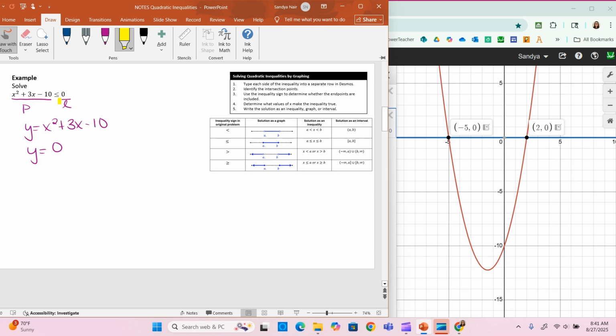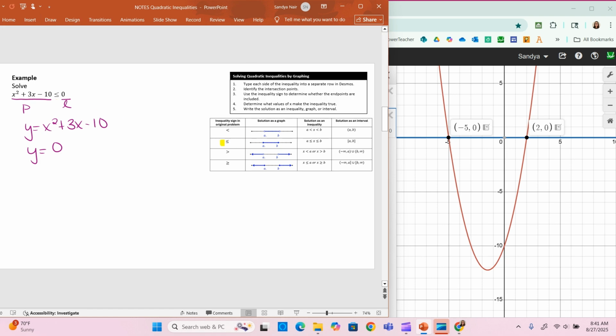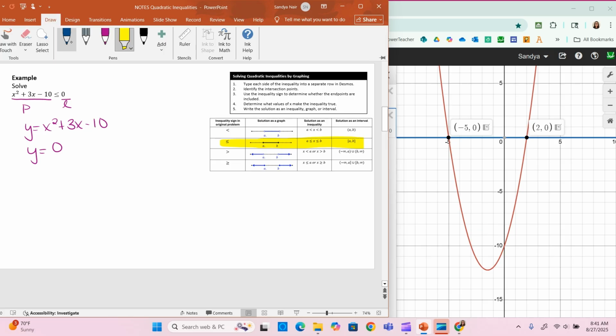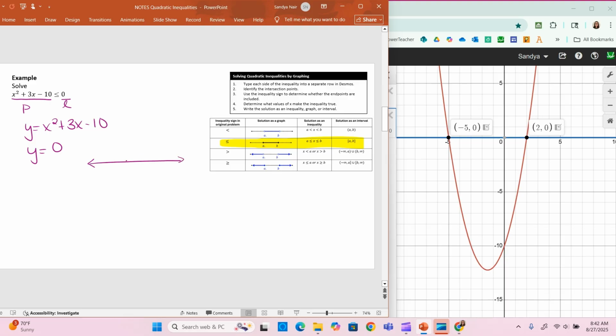Well, remember the inequality sign, less than or equal to, is going to be our deciding factor in how we represent our solution. So I've highlighted the row in the chart that's going to tell me how to write this solution. If I'm going to represent it on the number line, I'm going to put endpoints at -5 and 2, put filled in circles at those endpoints, and then shade the region in between the two endpoints. If I'm going to write this as an inequality, I'm going to write -5 less than or equal to x less than or equal to 2. And as an interval, I'm going to put square brackets around these endpoints because the endpoints are included.